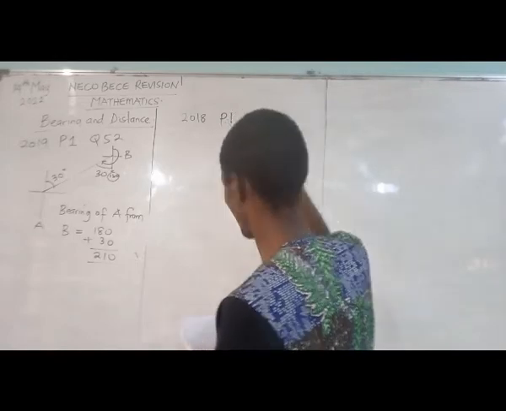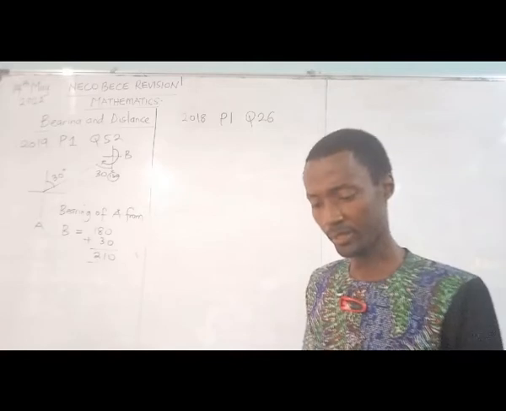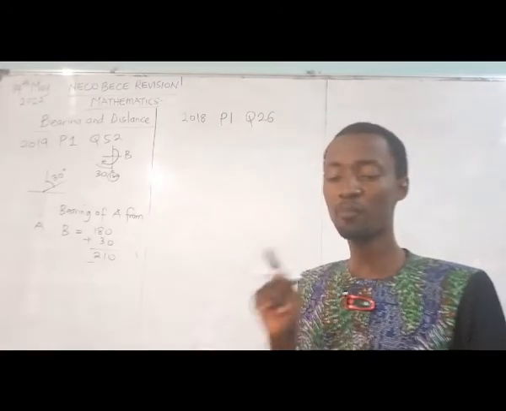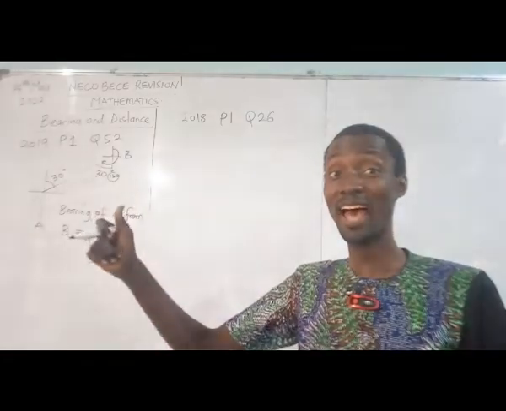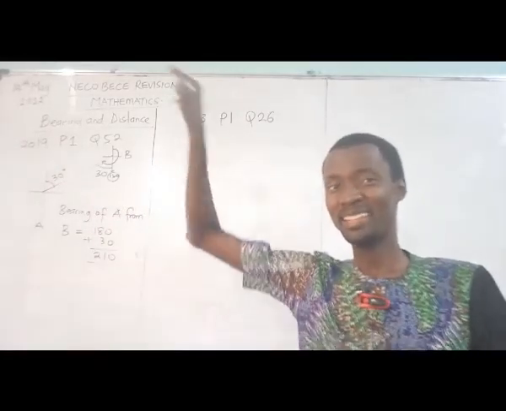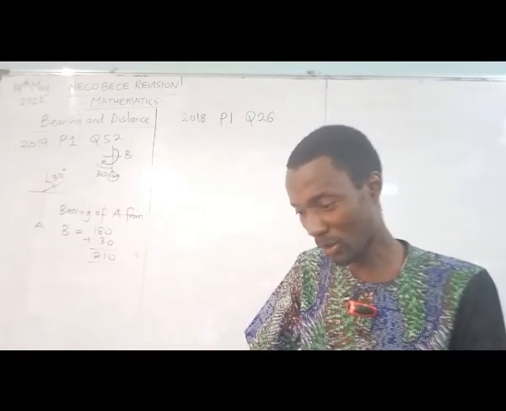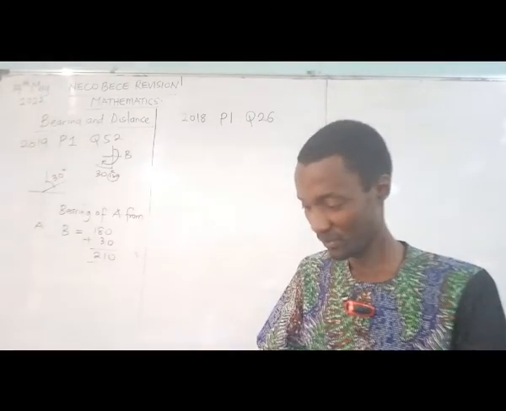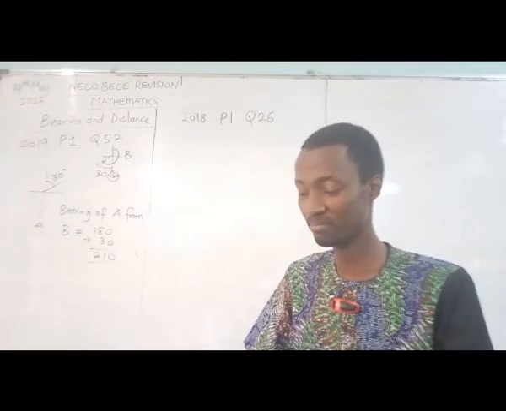Question 26. It says, if the bearing of P from Q is 300, this is a question that, if you remember, they set this question in, look at that very well. We've answered this question before. Look at 2020 question 16.